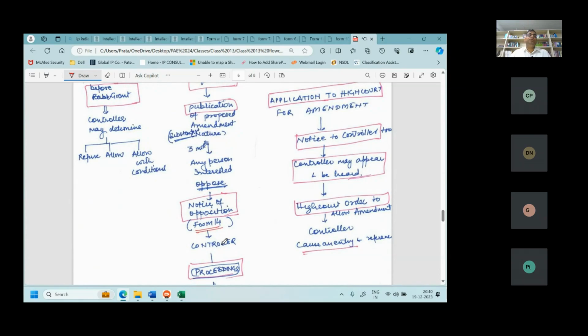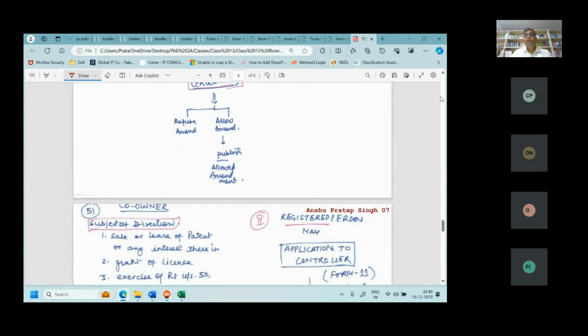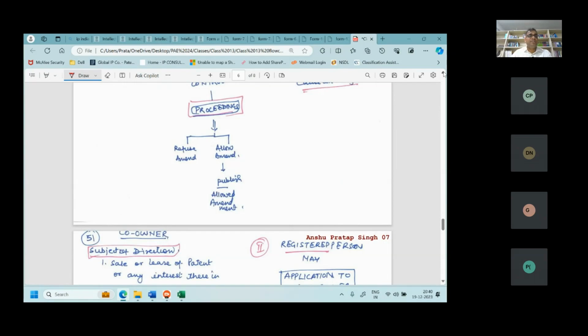And notice of opposition, he has to file a notice of opposition, form 14, to the controller, and then all that proceeding which we have discussed, notice, then reply, and then evidence, then filing, then hearing will follow, and the consequence will be either he will refuse the amendment or he will allow the amendment. Once the amendment is allowed, it will be published with the allowed amendment.